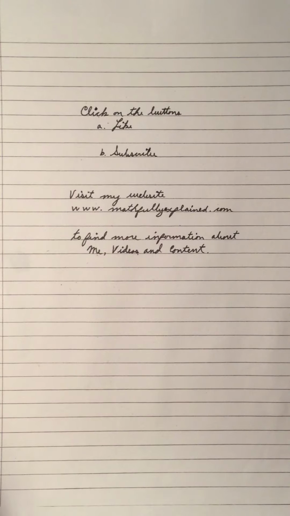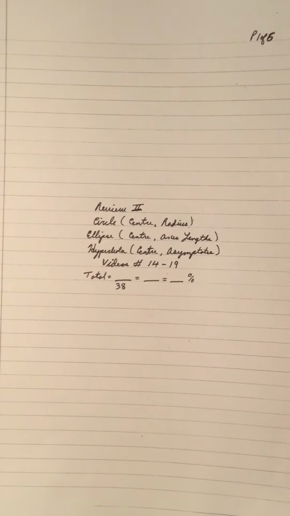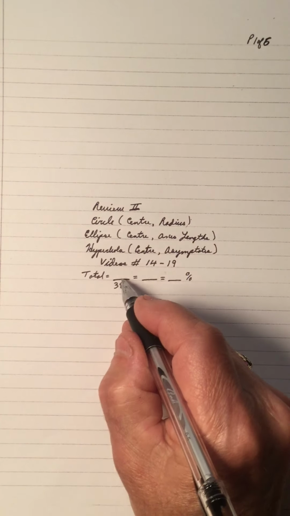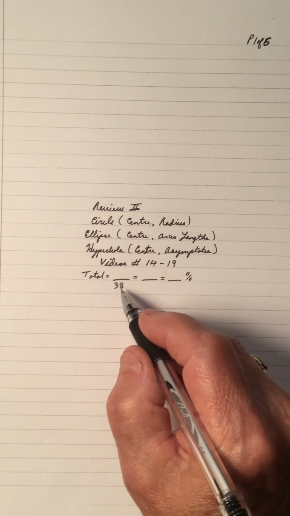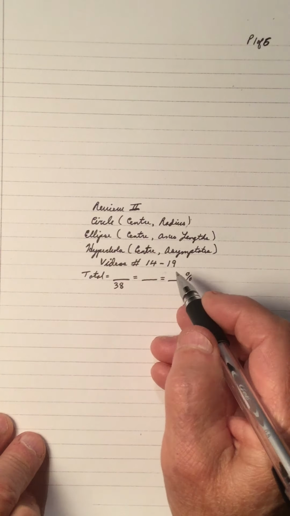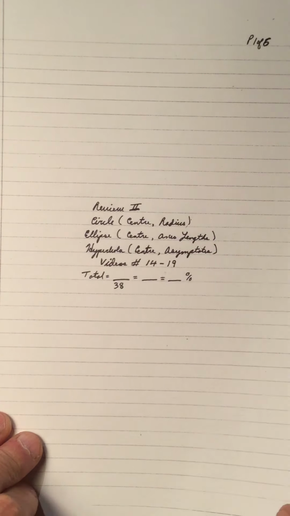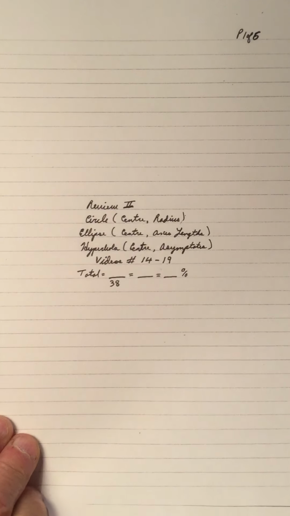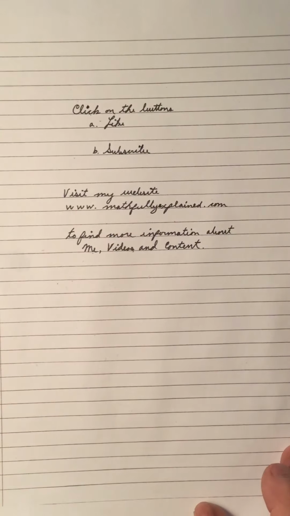So that brings us back to the first page. If you total up all your pages, put the mark over 38, divide the denominator into numerator, get a decimal. Moving the decimal 2 places to the right, you get a percent. So that's a review on the videos 14 to 19.